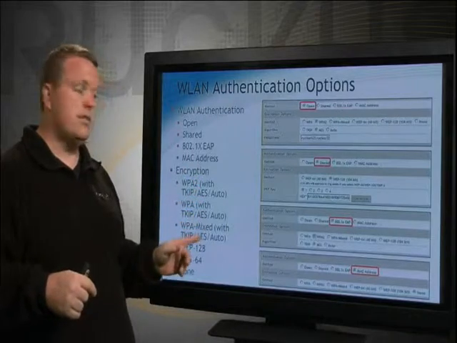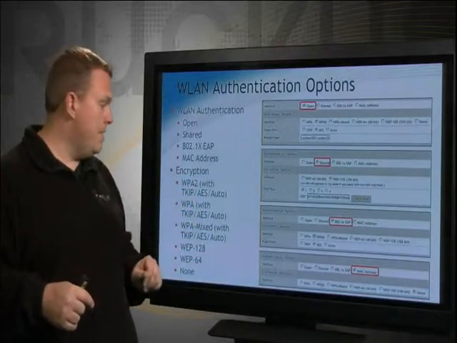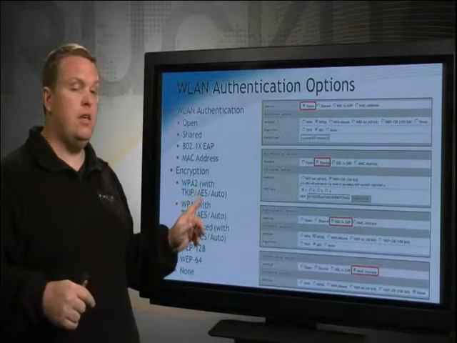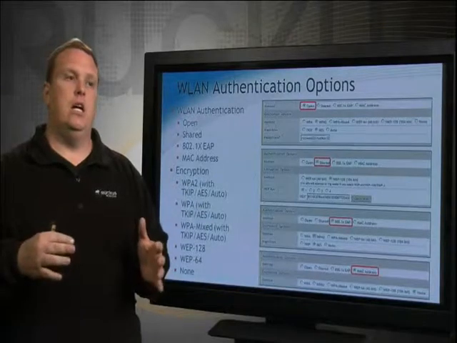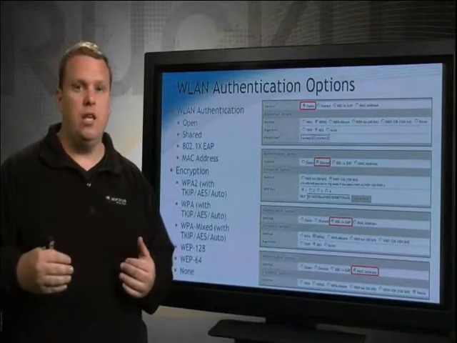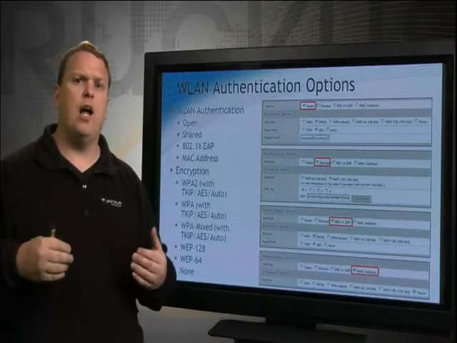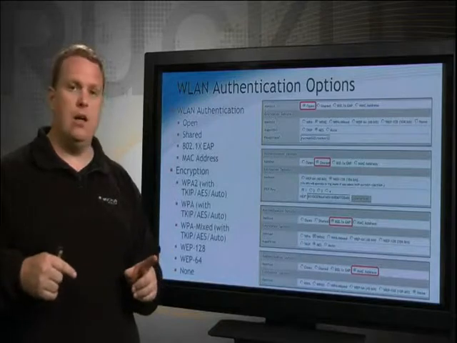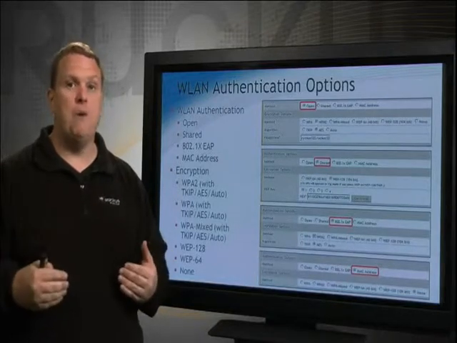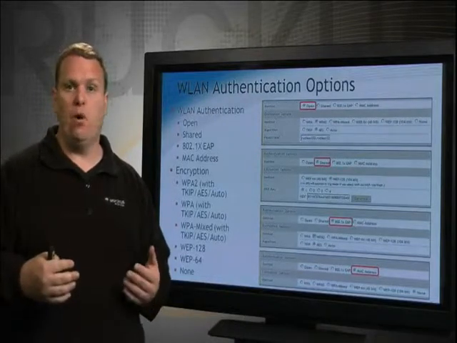On the encryption side, WPA2, WPA, and WPA mixed with TKIP, AES, or automatic. Now there are some problems with using TKIP. TKIP actually is something that they're trying to phase out, that both the IEEE and the Wi-Fi Alliance are phasing out. So if at all possible, if your clients are all pretty modern, maybe within the last 5 years, you'll find that they should support AES.